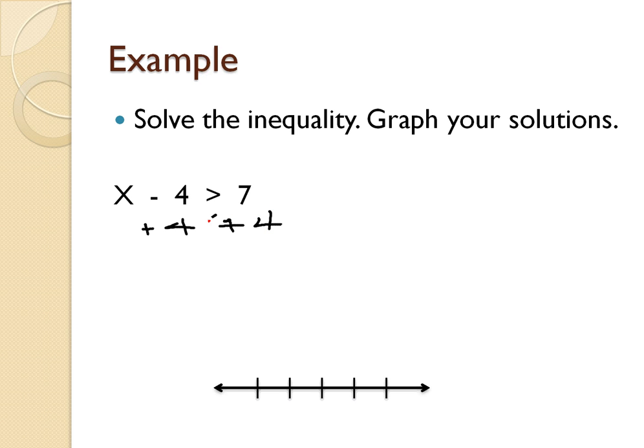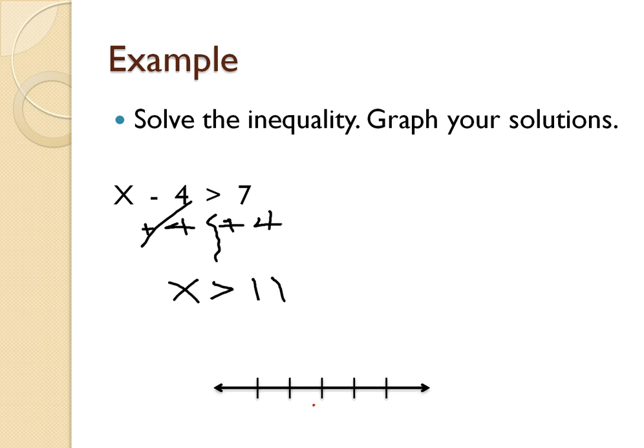Bring my inequality symbol down. I'm left with x on the left, and on the right, 7 plus 4 is 11. My variable is isolated, just like with equations. I am finished. And this means that all the solutions, all the answers are greater than 11.